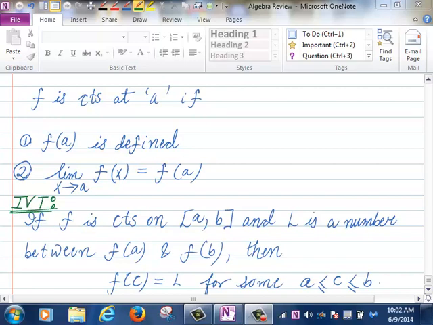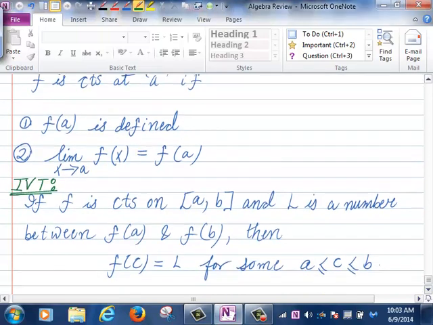Right? So I'm going to do a few more examples on continuous functions. Just recall that we said f is continuous at a point A if the function f is defined at A and the limit of f at A is equal to f of A. So that means that the left-hand limit at A and the right-hand limit at A are both equal to the value of the function at A.